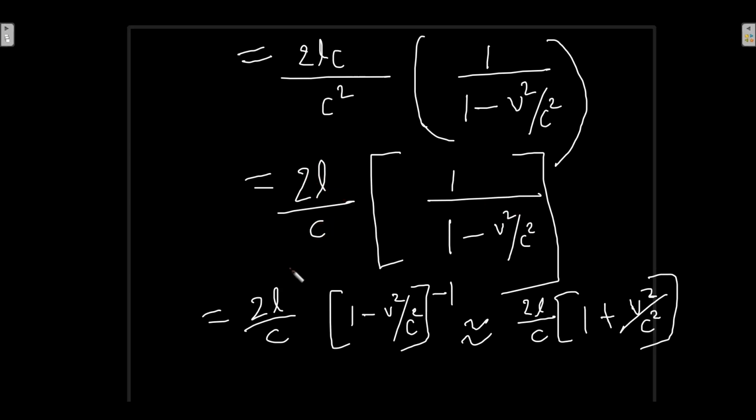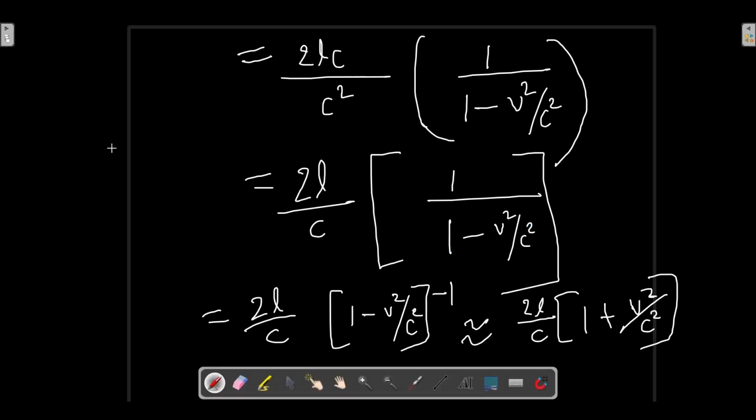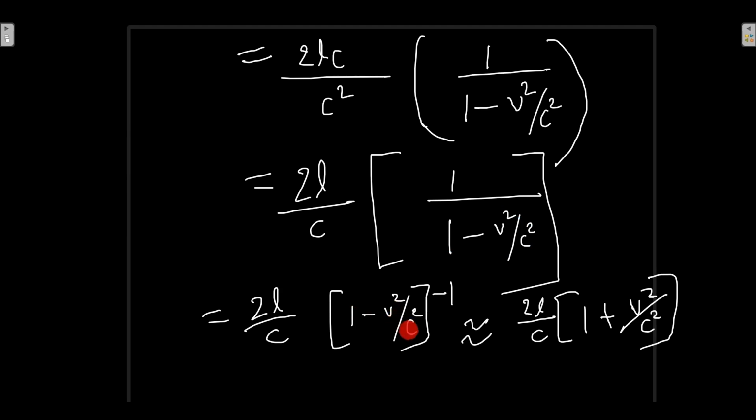Now 2l by c will remain as it is. 1 divided by 1 minus v square by c square is written over here like this. So 1 minus v square by c square to the power minus 1 will happen over here, because this entire term is present in the denominator, and when it comes to the numerator, power minus 1 will occur.